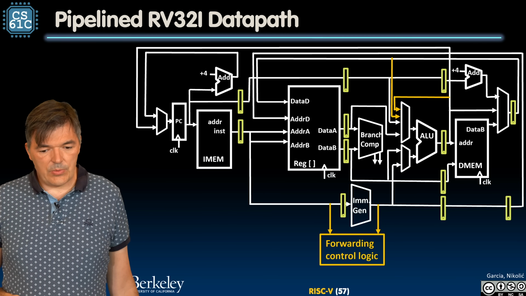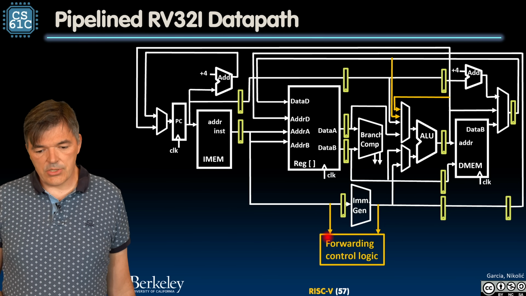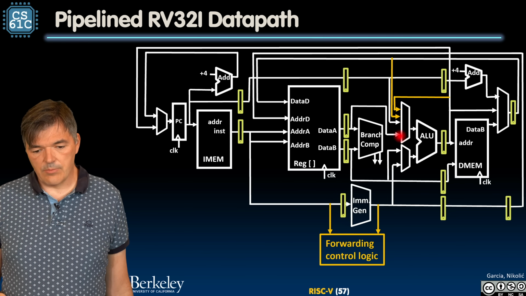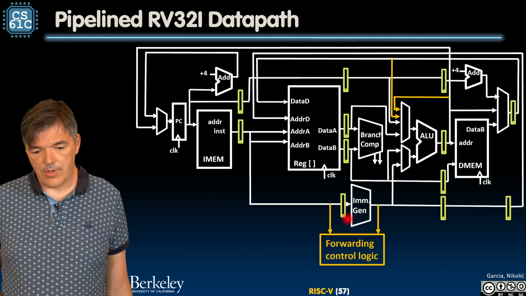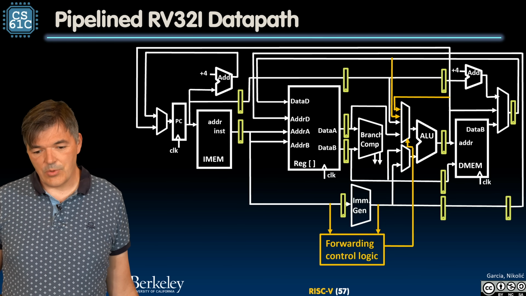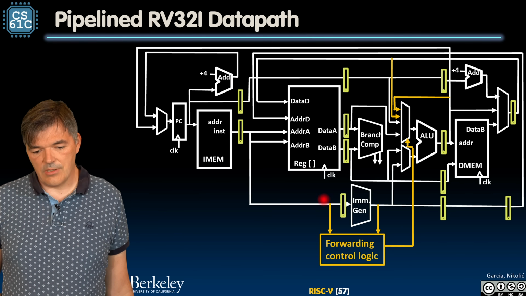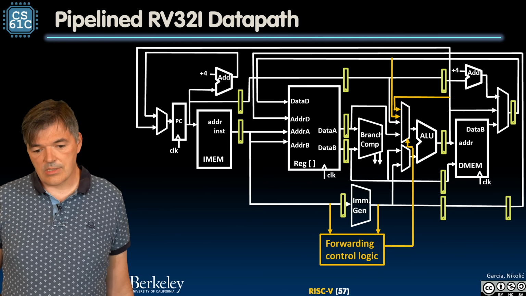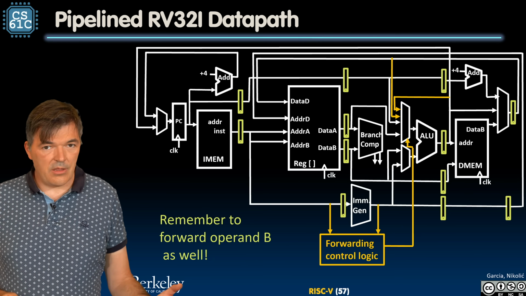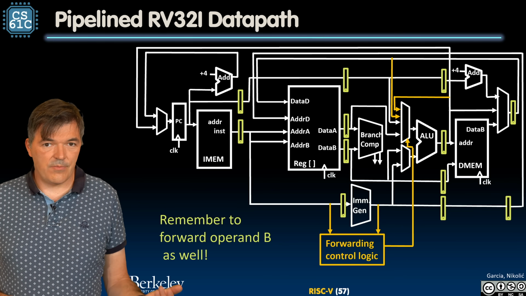And that is it. All we need to do is to implement a forwarding control logic. This one is shown to be working only on this multiplexer, comparing the registers that are being used in these two instructions that are in flight, in the instruction decode and the execute stage. We would need to do the same to figure out what is in instruction decode and the memory access, and repeat all of that for the operand B as well. And that is it. That is the story of the forwarding.